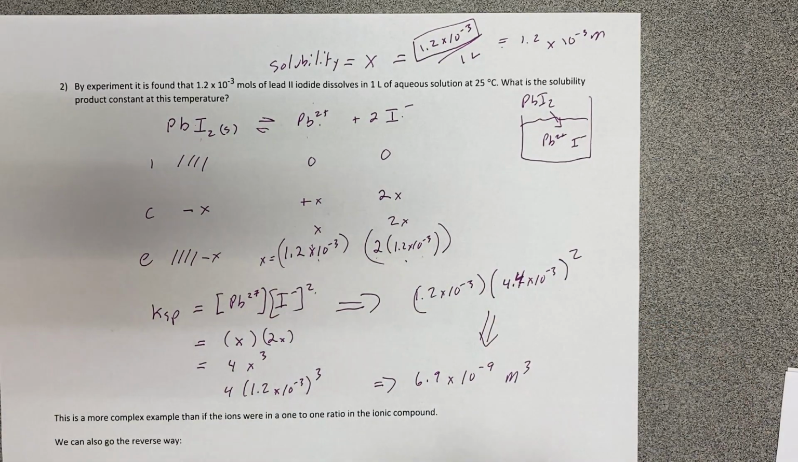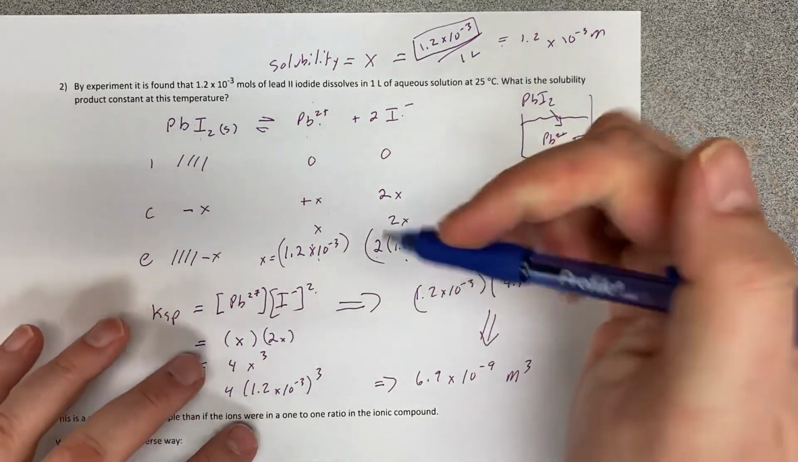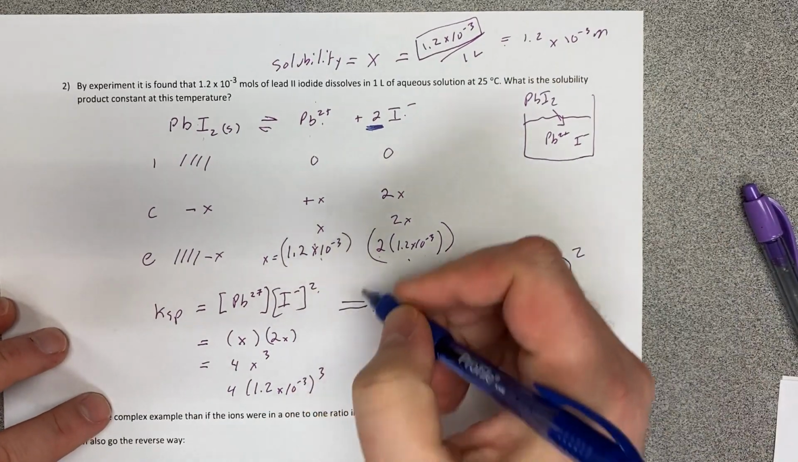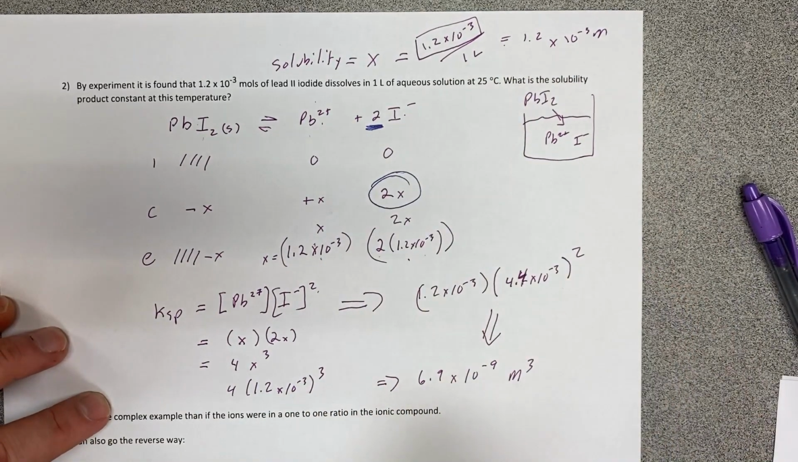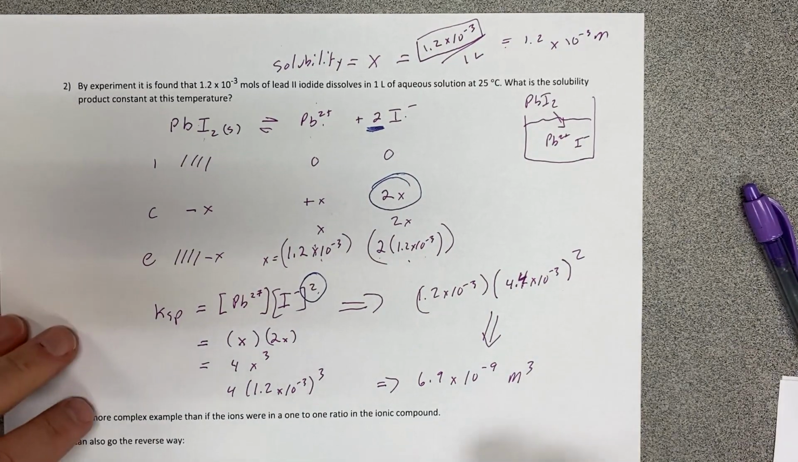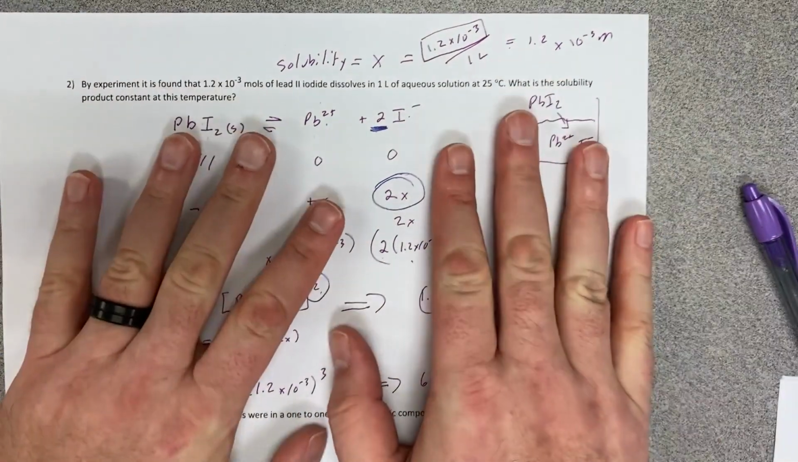It's a little more complex, but I want to point out 2 things to you here. Whenever we have a coefficient like this right here, it's going to impact us in 2 places. 1, it's going to impact us with our x values, and 2, it's going to impact us with how much we're squaring. Yeah? I was going to say, do you have any questions? But right now, we've just gone from the solubility, our x, to our Ksp.